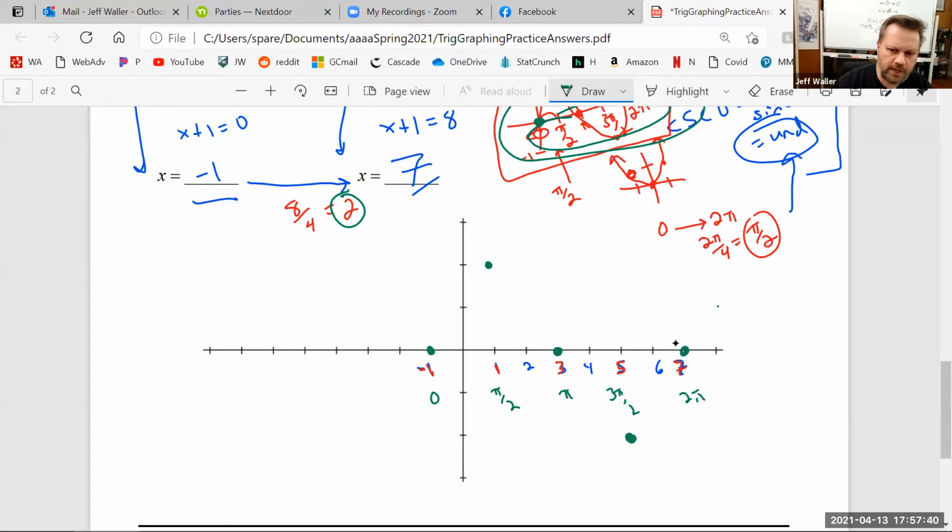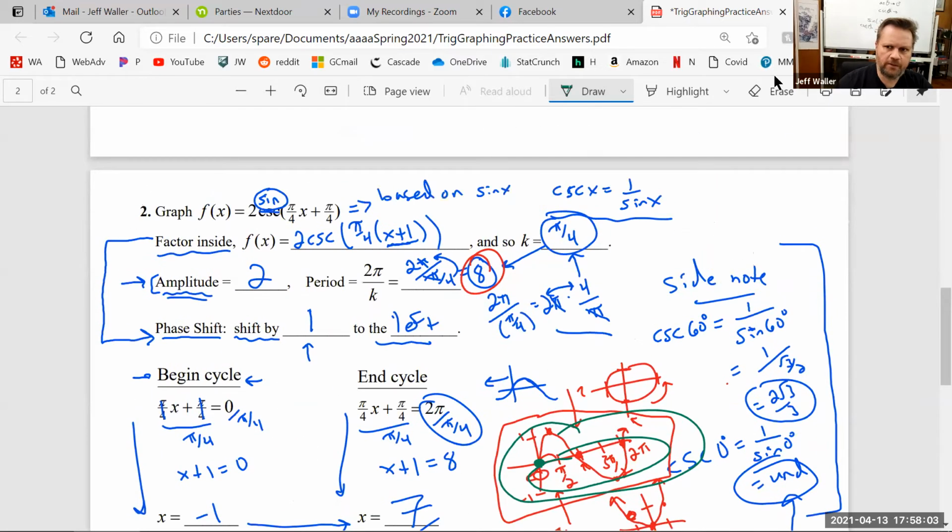Now I'm going to do this as a dotted line because this is not the answer yet. Can somebody tell me why this is not the answer yet? I should do more, but this will be fine, because that's the graph for sine. Good. And we're trying to do the graph for cosecant, right?